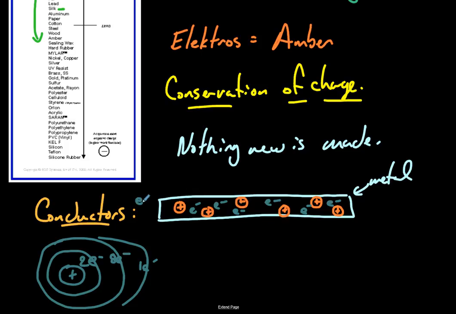So if I were to take an electron and push it in this end of a conductor, there'd be a repulsion, right? Like charges repel. So these electrons would repel all the way along, and one would be able to pop out the other end. This also explains some of the properties of metals. Most of them are malleable.